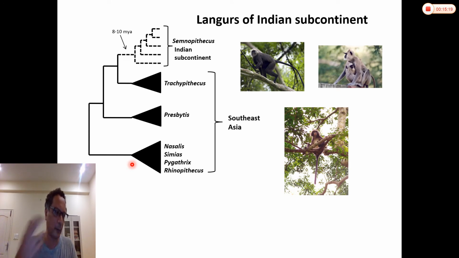Now, where did all these ideas come from? Well, when we were working on many of the Indian groups, we began to realize that indeed many Indian groups are monophyletic, right? And it looks like there has been a single dispersal into India. Here's an example of langurs. There was a single dispersal of genus Semnopithecus into India about 8 to 10 million years ago, followed by a radiation which resulted in about 7 to 8 species. And this looks like it's a dispersal from Southeast Asia because all the other sister groups are found in Southeast Asia.